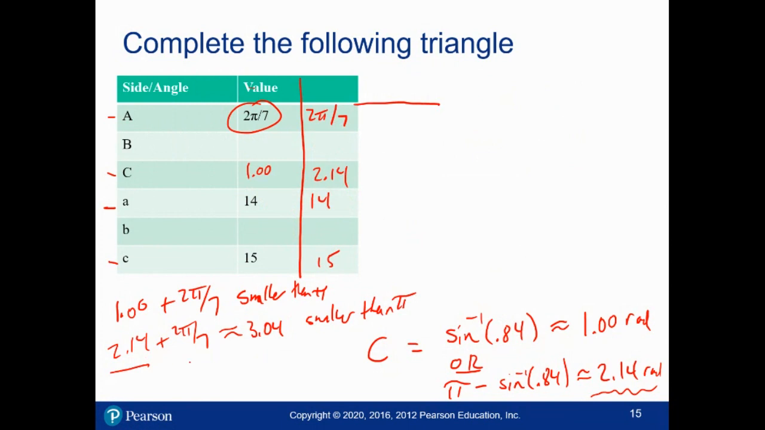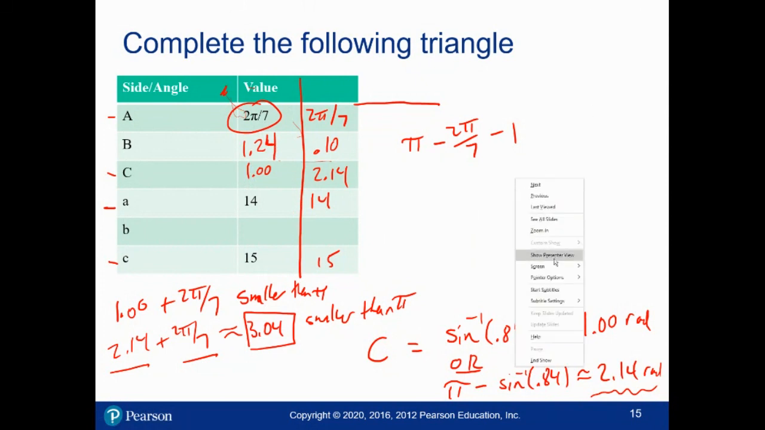So I already computed over here, 2.14 plus 2 pi over 7 is about 3.04, which just leaves 0.10 radians remaining for the missing angle, because remember, they have to add up to pi, which is approximately 3.14. If, on the other hand, I compute pi minus 2 pi over 7 minus the 1 radian for the other possible solution, we're going to end up with 1.24. So there are two possible solutions.